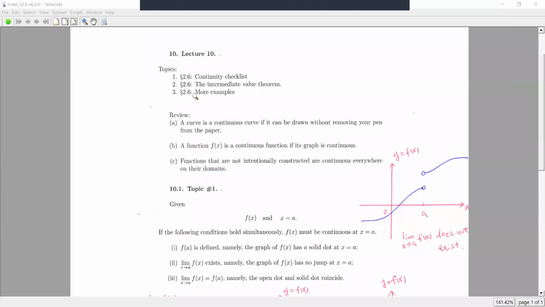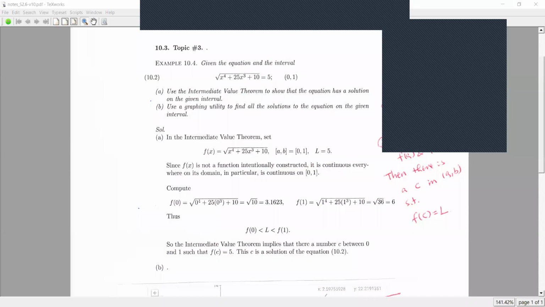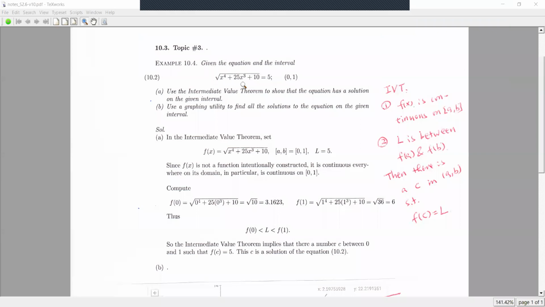Topic 3. More examples. Example 1. Given this equation and this open interval. Part A. Use IVT to show that the equation has a solution on the given interval. Part B. Use a graphing utility to find all the solutions to the equation on the given interval.